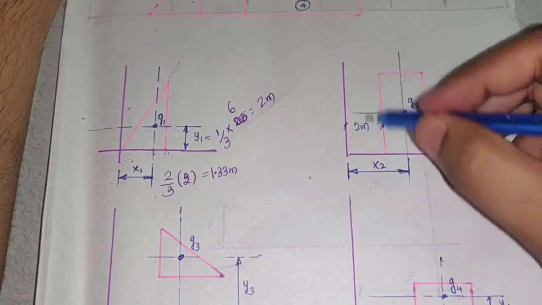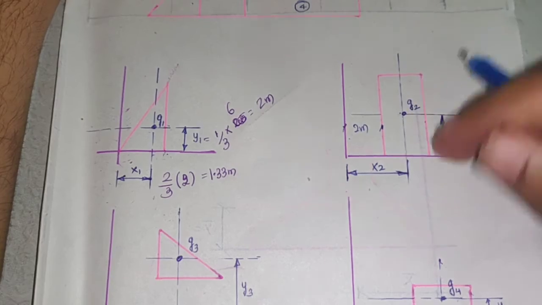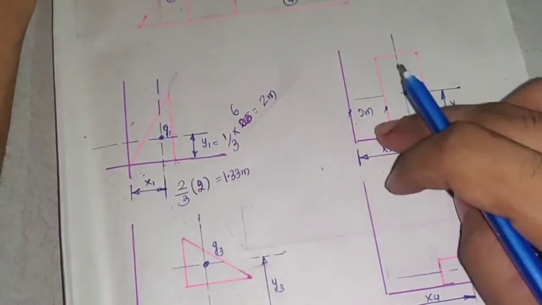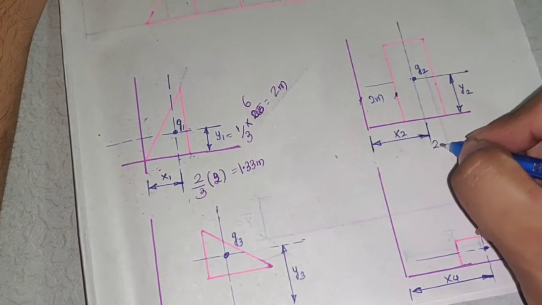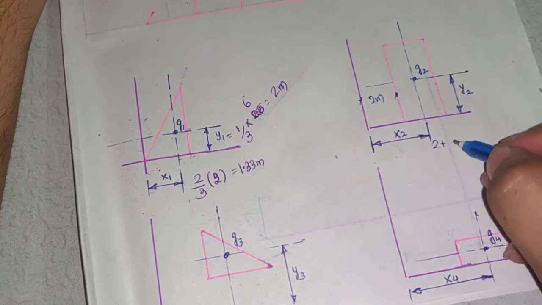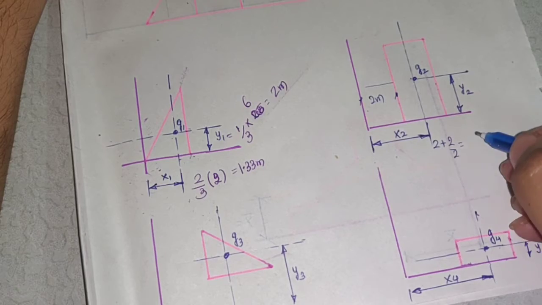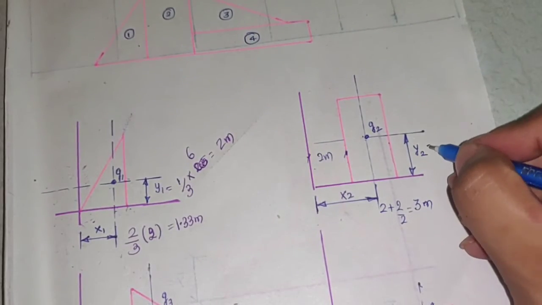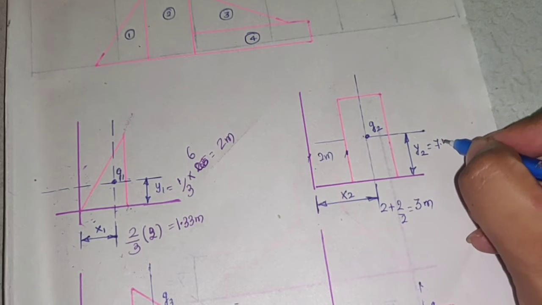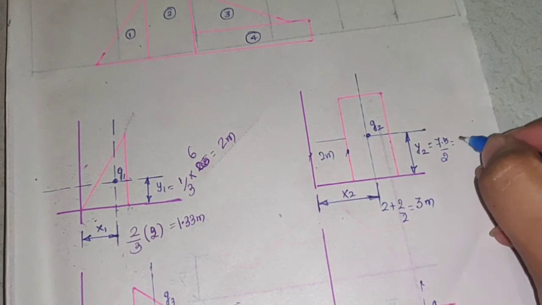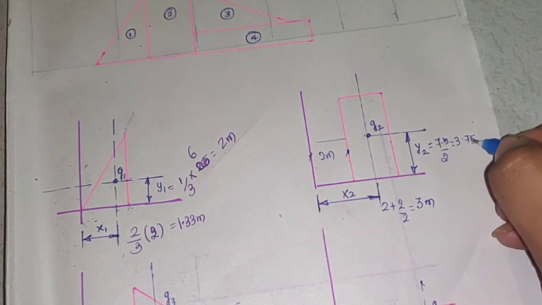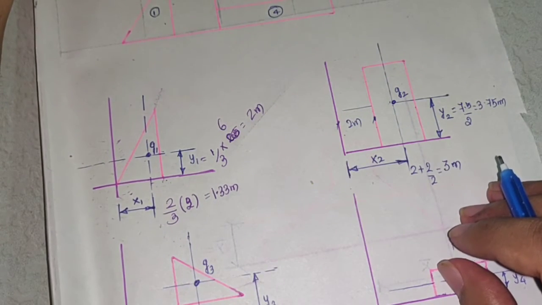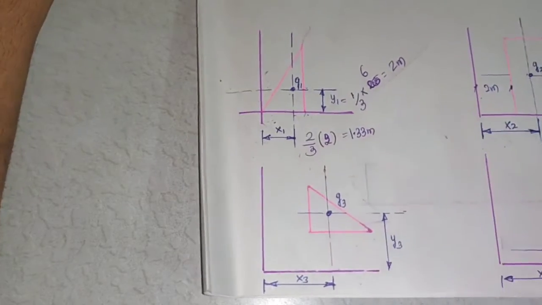So 2 plus, what is the formula to calculate centroid of this rectangle? It is b by 2. So b by 2 is how much? 2. So x2 distance will be what? 2 plus 2 by 2. So how much you will get? You will get 3 meters. Then total height is how much? 7.5. So this will be what? 7.5 divided by 2. This will be 3.75 meters. Similarly, now going to this one.